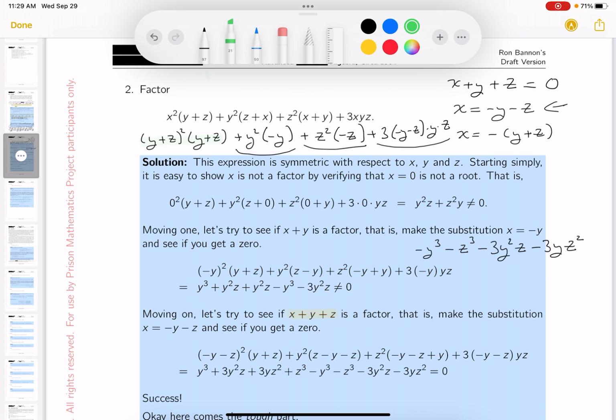I'll write this on the side for you. I'm going to say this is y plus z cubed. And we've done this before. Let me write this down for you. y cubed plus 3y squared z plus 3yz squared plus z cubed. Let's write this down now. All right? So what do you get over here? y cubed plus 3y squared z plus 3yz squared plus z cubed.